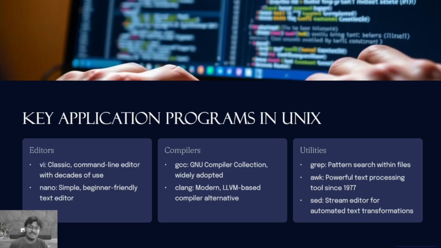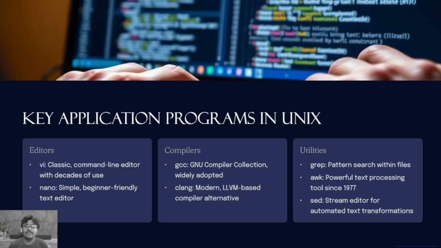vi is a classic command line editor with decades of use. It has commands like a, s, r, and so on. GCC is the GNU Compiler Collection, widely adopted. In utilities there is grep, which searches for a pattern within the files, and sort, which arranges lines from increasing to decreasing, and so on.